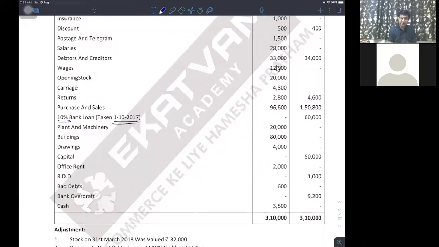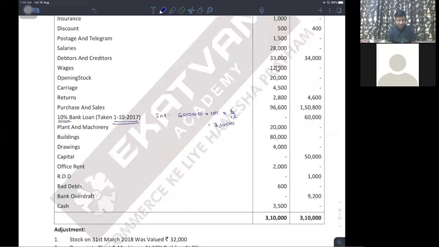So on this, there is a hidden adjustment of outstanding interest. Why hidden adjustment? Because that will not be given in the adjustments below. So interest on this will be treated as outstanding to the extent of 60,000 into 10% into 6 upon 12, that is equal to 3,000. 3,000 will be the interest expense for the year and will be shown in the balance sheet liability side, will be appearing in the P&L account as well as balance sheet liability side.